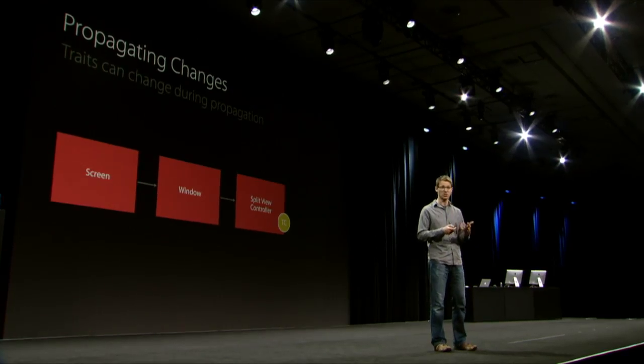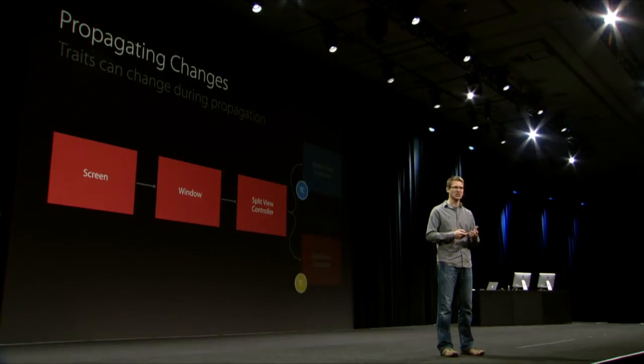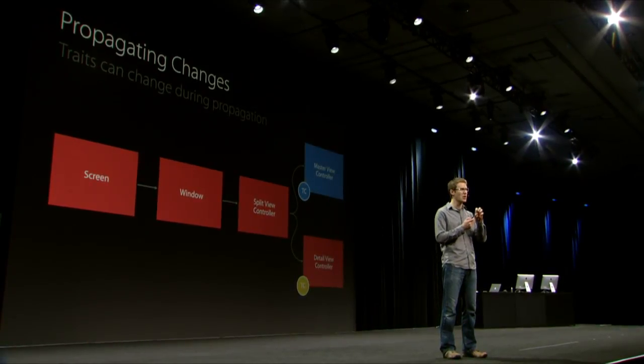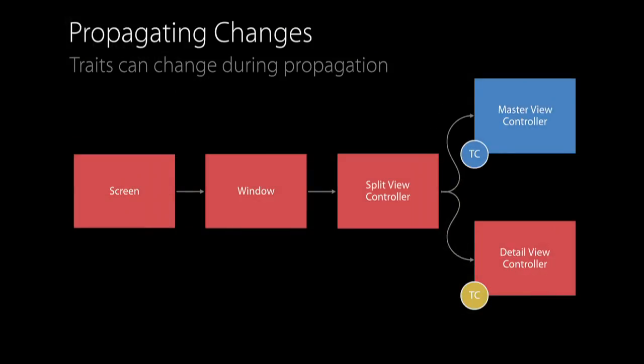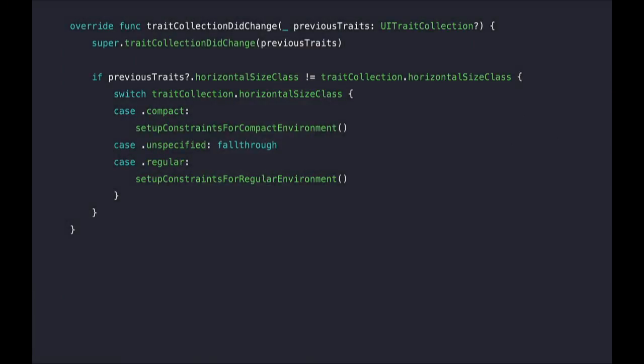So the split view controller is going to do this for you. So what it's going to do is it's going to change the trait collection that it passes off to the master view controller. It's going to change that horizontal size class to a compact size class, and it's going to pass the regular one off to the detail. You guys can do this too as you build your own custom container view controllers, but most commonly, you won't need to do that. Here's an example of what traitCollectionDidChange might look like.